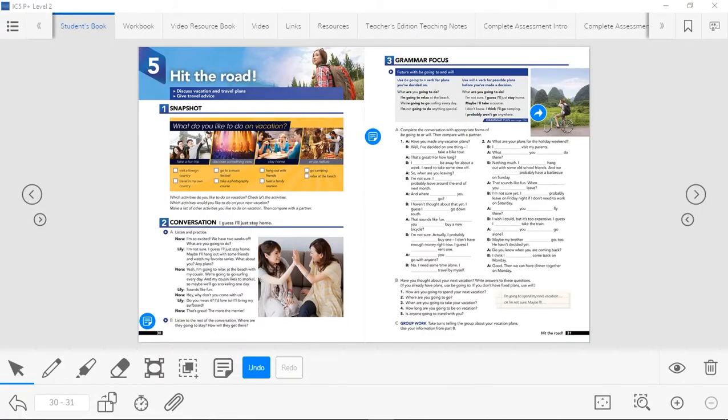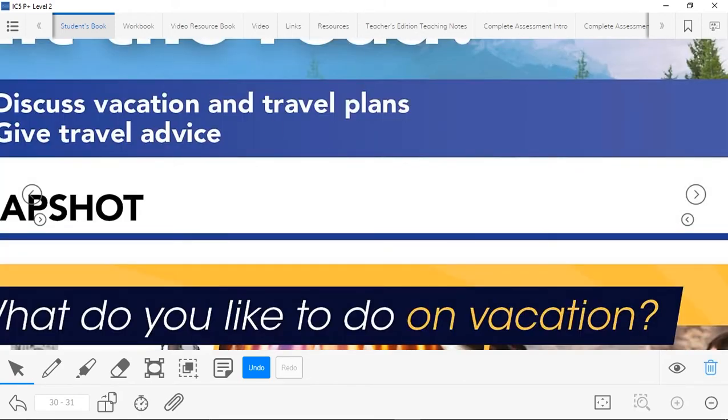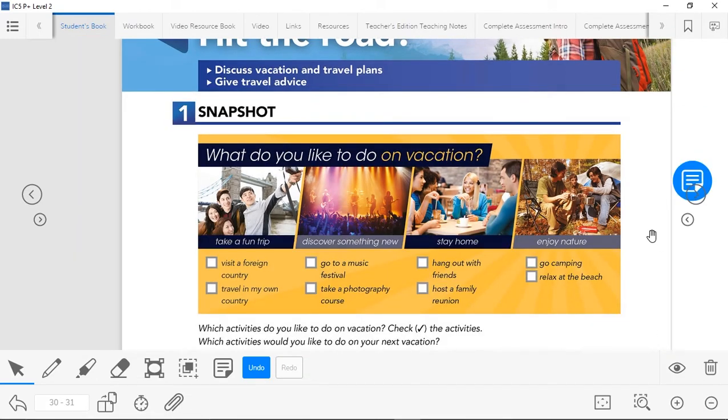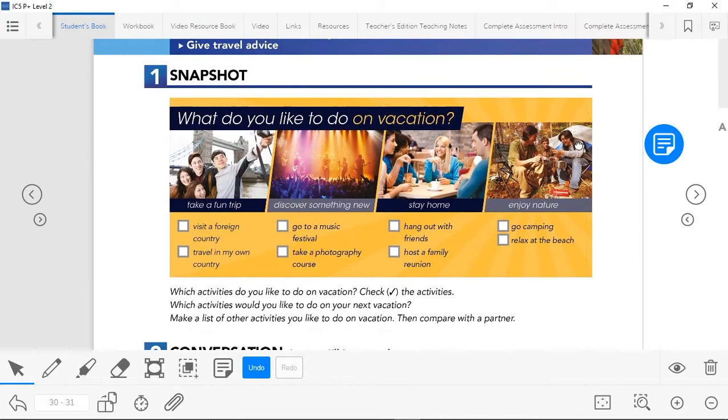Now let's go back to the book. This time we don't have as much vocabulary as the other time, but that's okay. And for today, we have Unit 5, Hit the Road. And in this lesson, we will be talking about how to discuss vacation and travel plans. And to start, we're going to be seeing the snapshot.